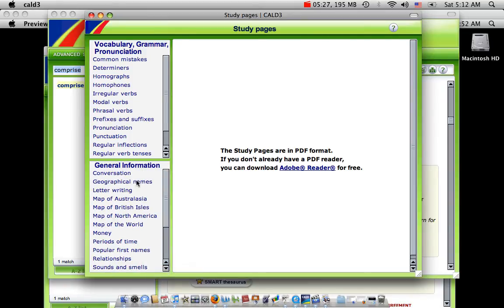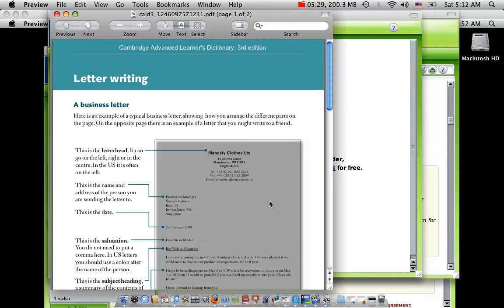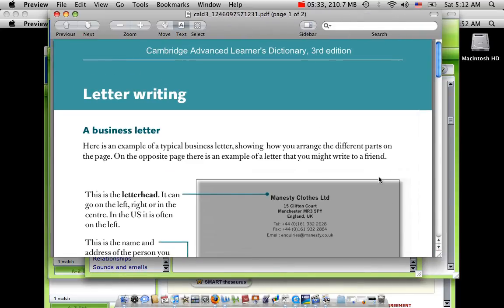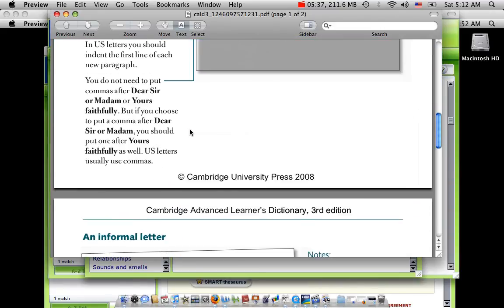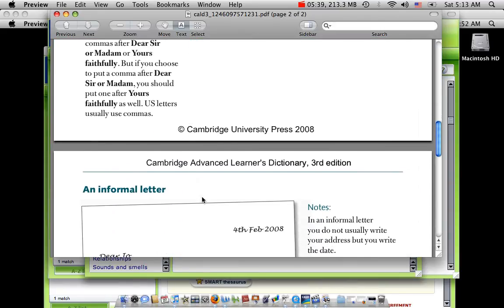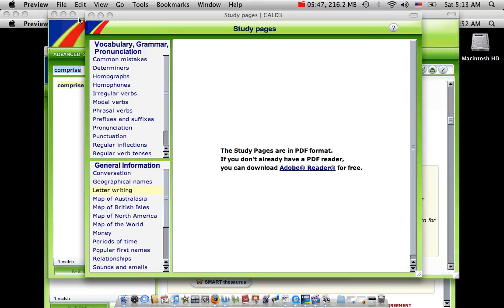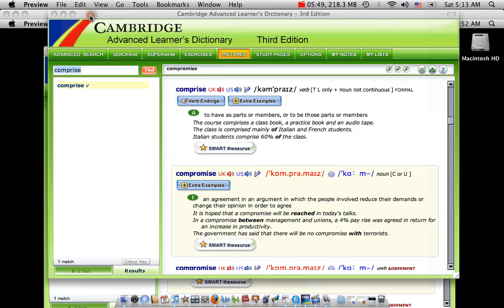And one of my favorites here is letter writing, right? In letter writing, in this learner-friendly handout, you can see business letter writing strategies as well as informal letter writing strategies. I think it's pretty user-friendly, and you can just read it before you write any types of letters, let's say.